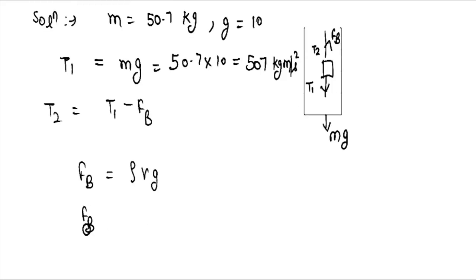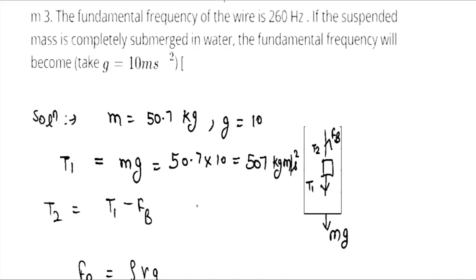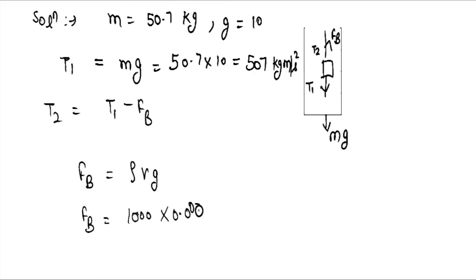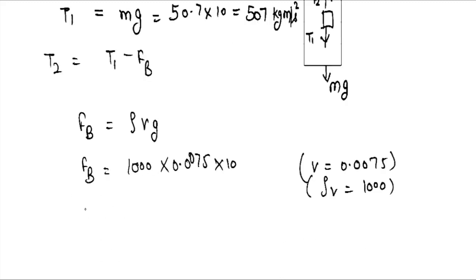So from this we get FB: we know that the density of water is 1000, and the volume given to us is 0.0075 here, and g is 10. So from this we get FB is equal to 75 Newton. So this is the force on this, and from this we can write here.